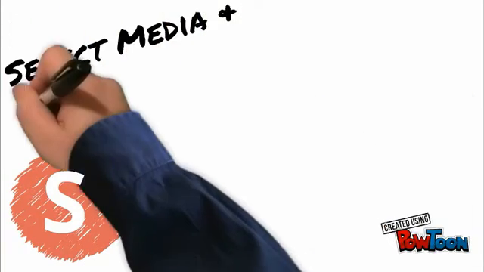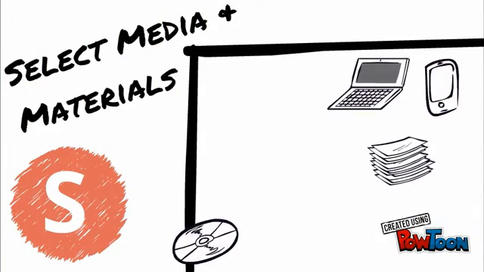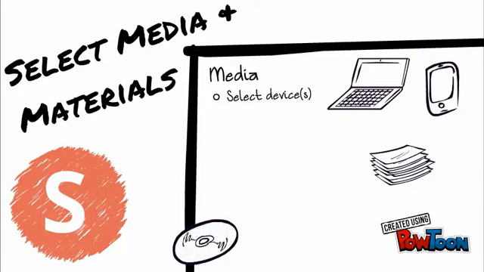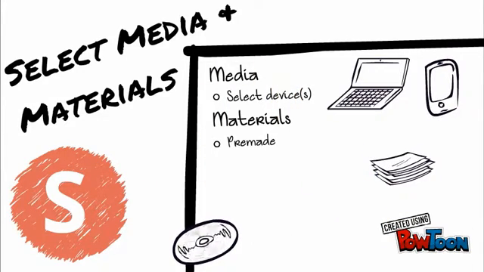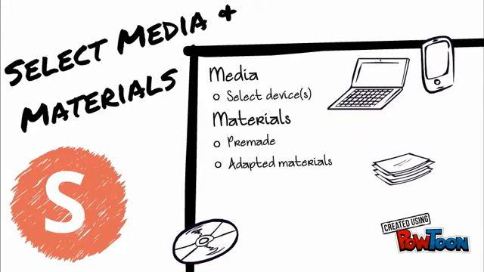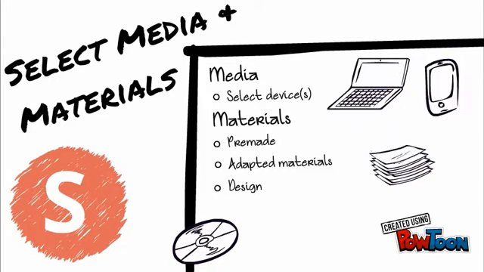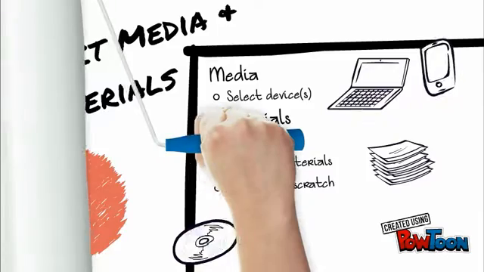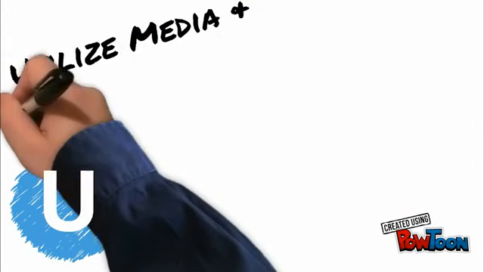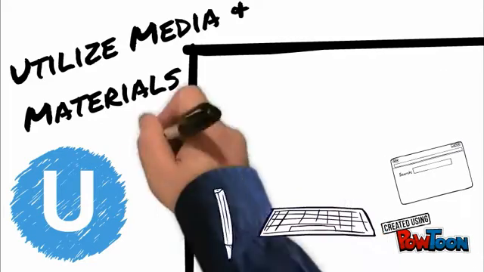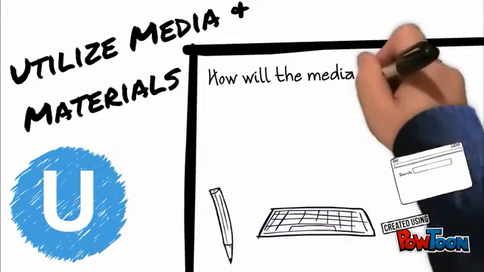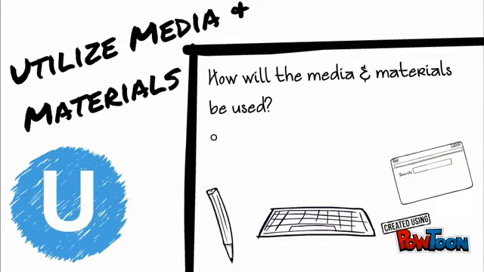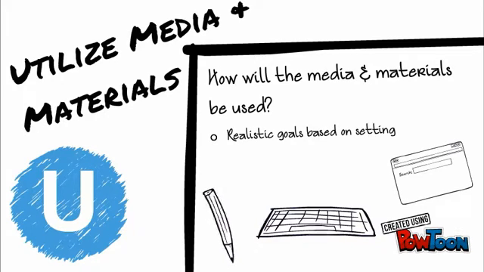Next, we will select media and materials. Looking at media, we want to select appropriate and available devices for the lesson. When selecting materials, they can be pre-made, adapted, or completely designed from scratch. U stands for Utilize Media and Materials. In this step, you need to determine how the selected media and materials will be used, making sure to set realistic goals based on the setting.